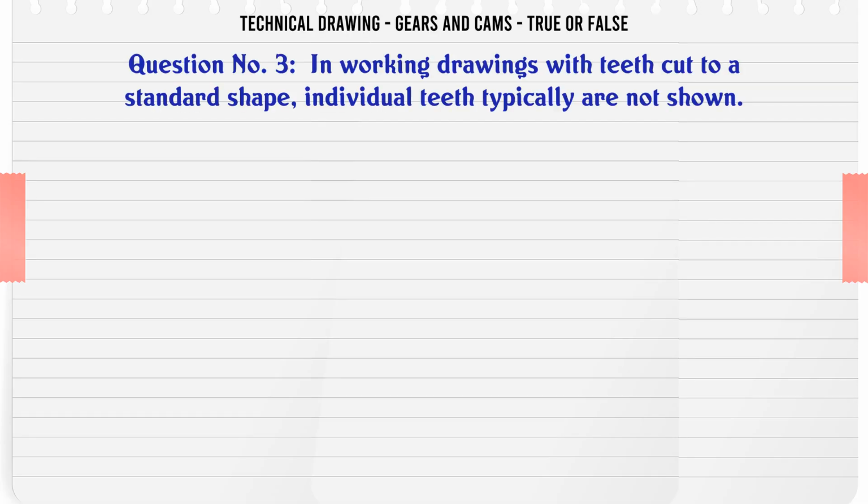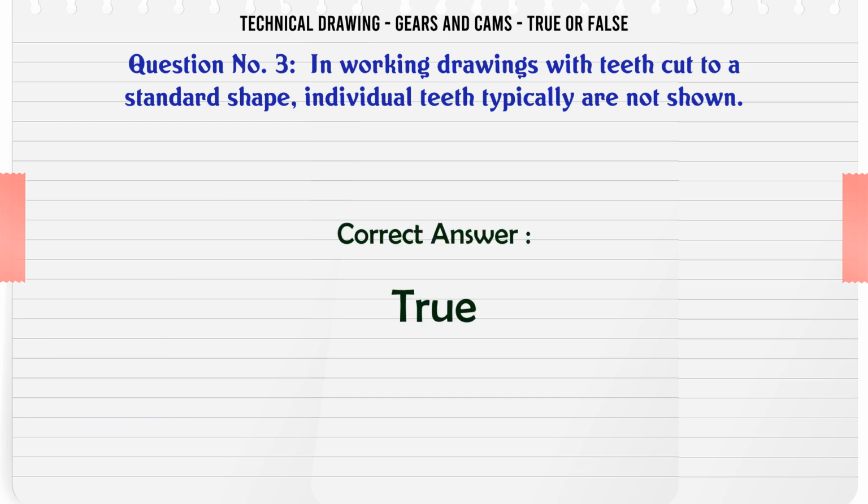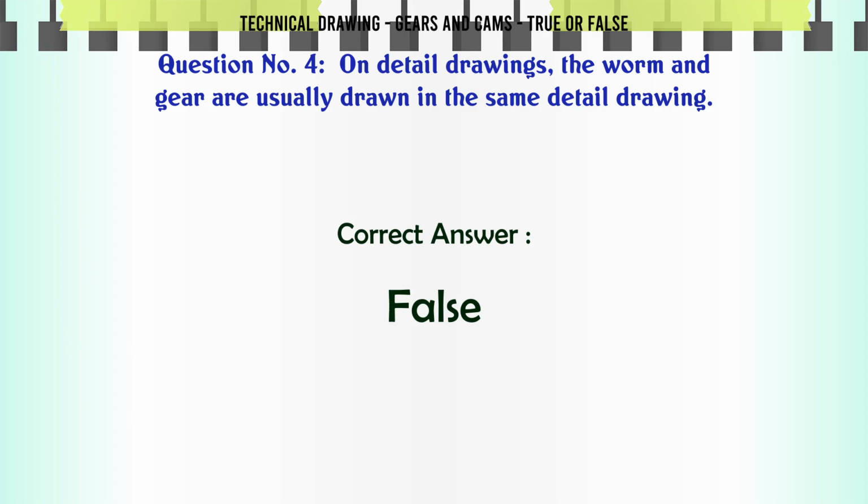In working drawings with teeth cut to a standard shape, individual teeth typically are not shown. A. True. B. False. The correct answer is true. On detailed drawings, the worm and gear are usually drawn in the same detailed drawing. A. True. B. False. The correct answer is false.